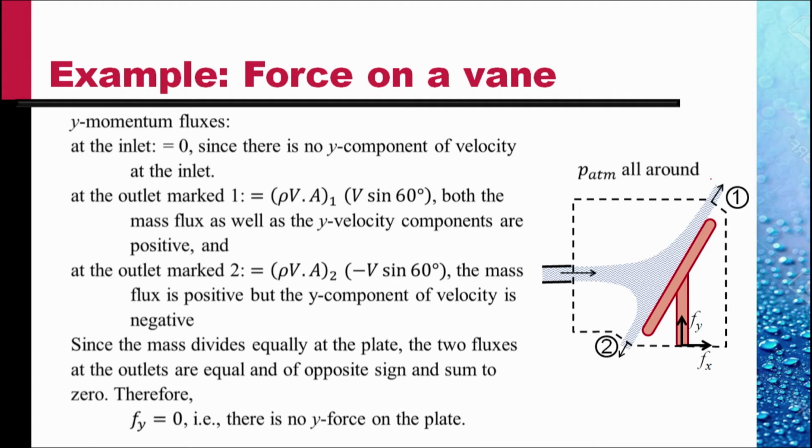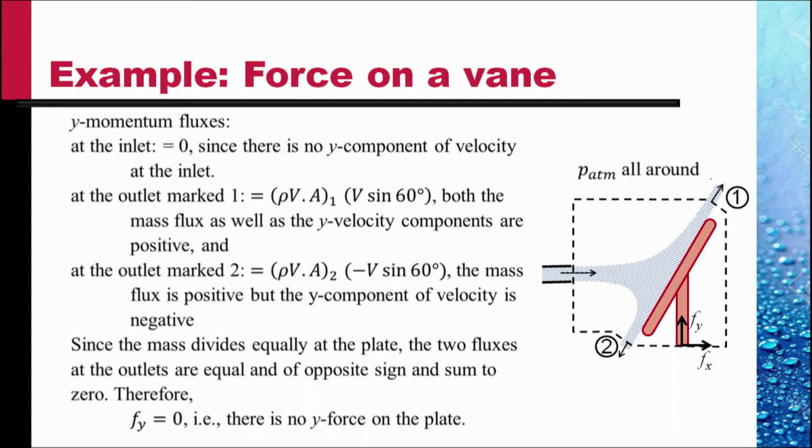At the outlet marked 1, the mass flux is rho VA, positive, and the y component of velocity is v sine 60 degrees in the positive y direction. Both the mass flux as well as the y velocity component are positive, hence this efflux is positive.